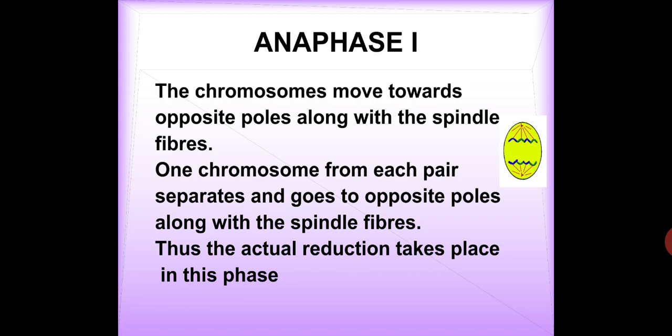Next phase is anaphase 1. Chromosomes move towards opposite poles along with the spindle fibers. One chromosome from each pair separates and goes to opposite poles. The actual reduction takes place in this phase. Point to remember, chromosomes move towards opposite poles.